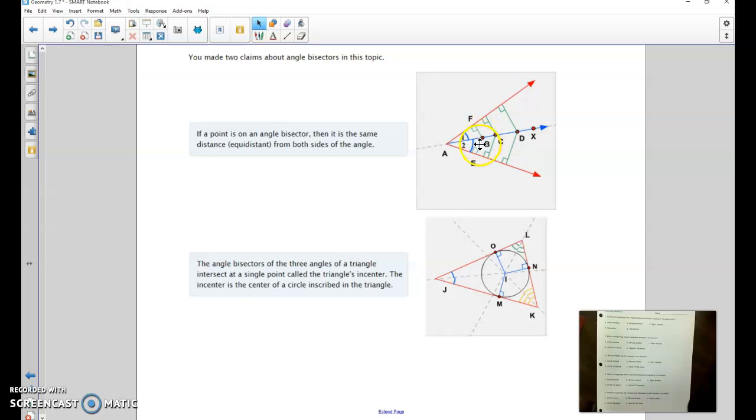So B was the same distance from this side as it was from this side. C was the same distance. D was the same distance. We also learned that if we make the 3 angle bisectors of a triangle, that they all intersect at a single point, and that point was called the incenter. Remember that the incenter was the center of the inscribed triangle that touched all 3 sides of that triangle.